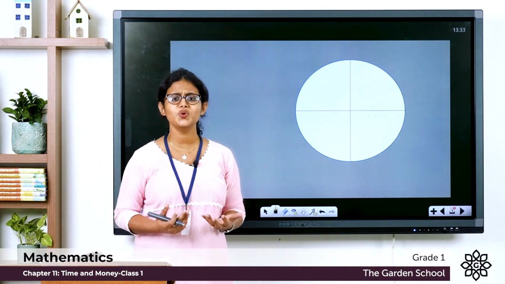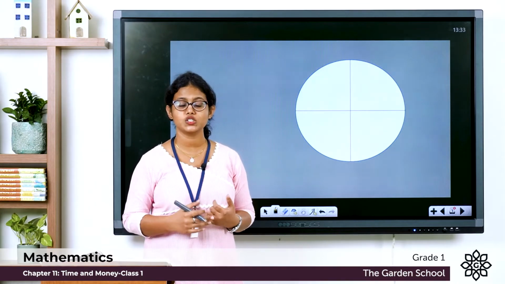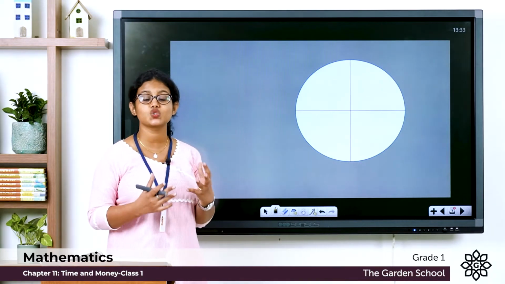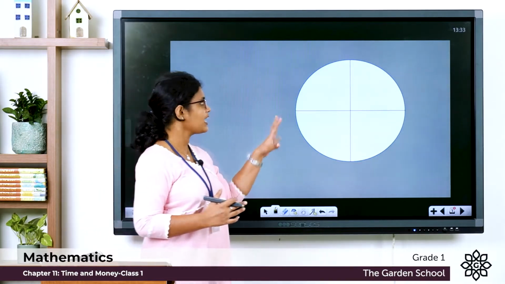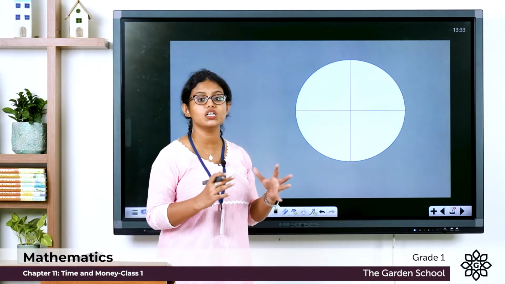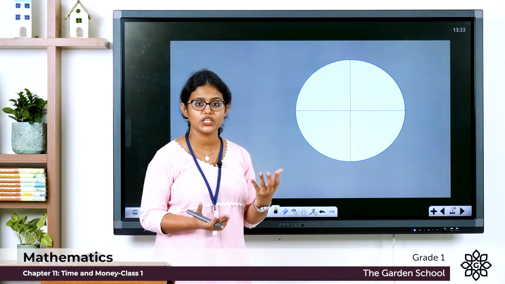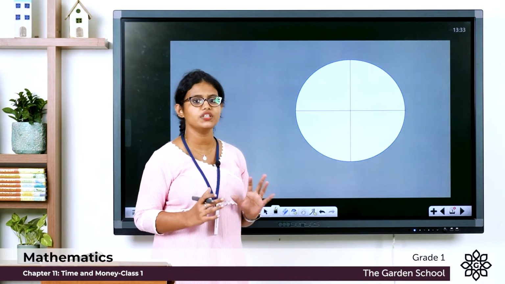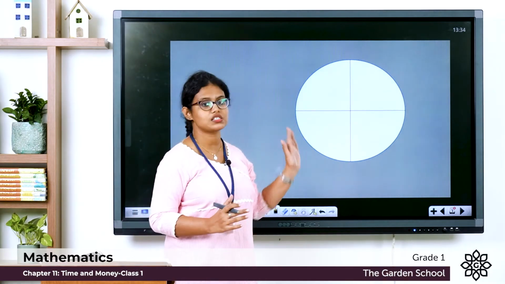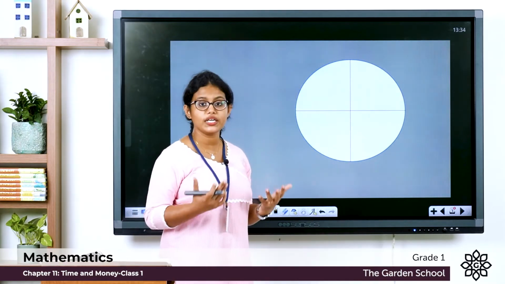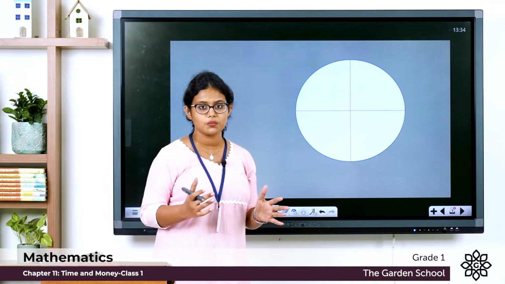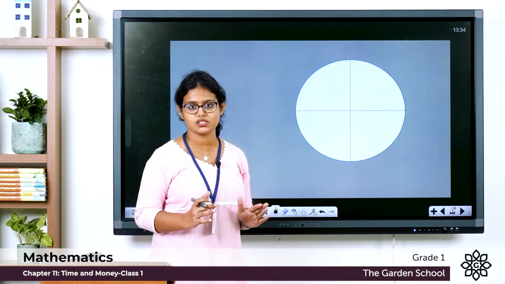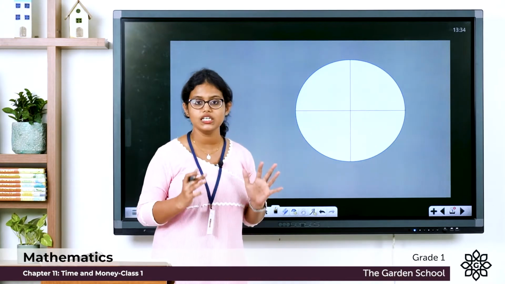Do you know how to draw a clock? Let's draw a clock. You can take your notebook. For that, first you can draw a circle. You can use a bangle or any other object to get the shape of the circle. You don't need to draw these 2 lines, because I have drawn them for your understanding. So first, let's draw the circle.